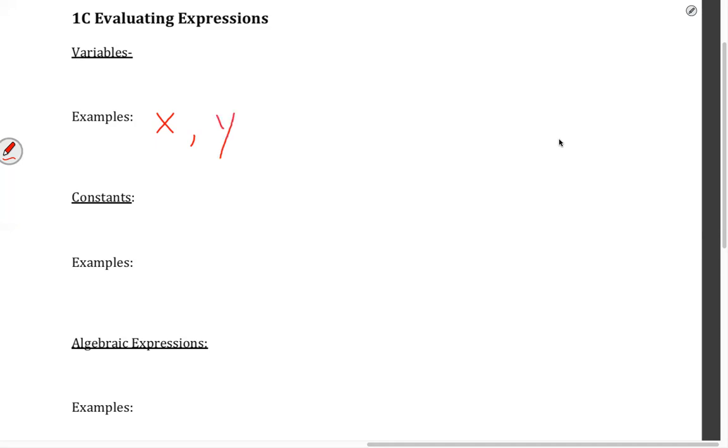All right, so a variable is a letter that represents a number. That's all a variable is, okay? And it doesn't have to be a letter. It could be a symbol. It could be like a triangle, or it could be like a tree. It's whatever you want.